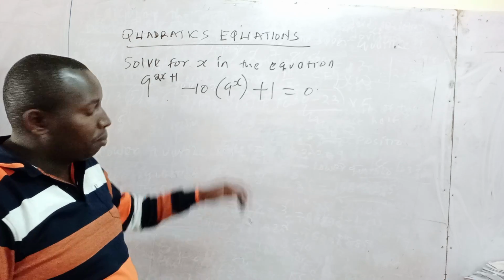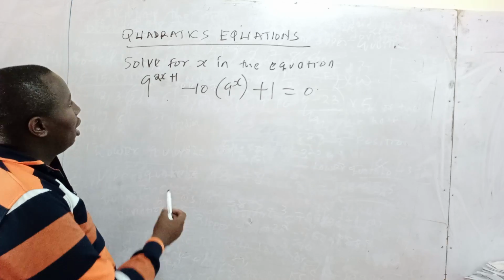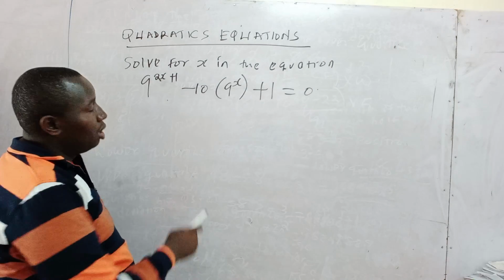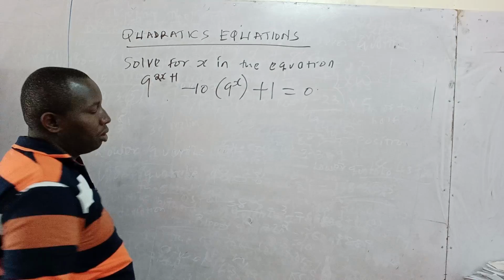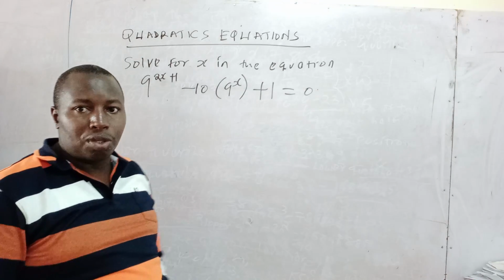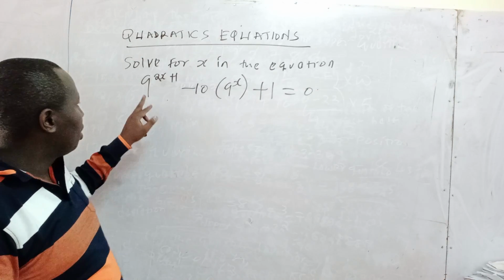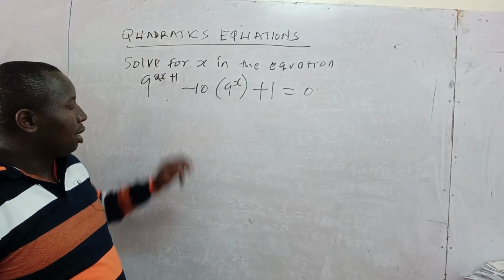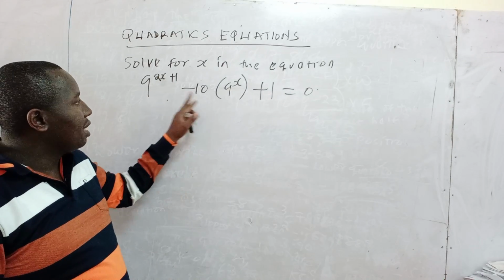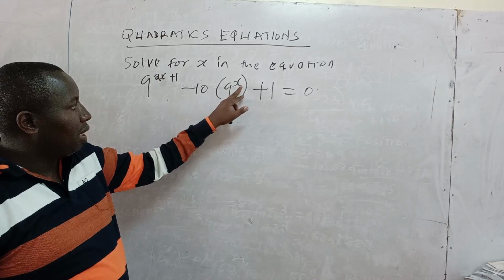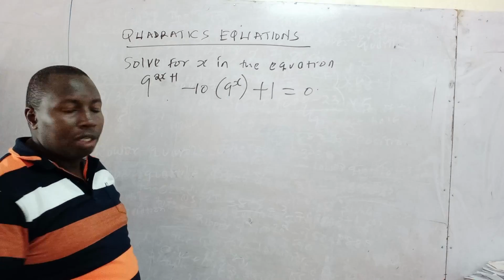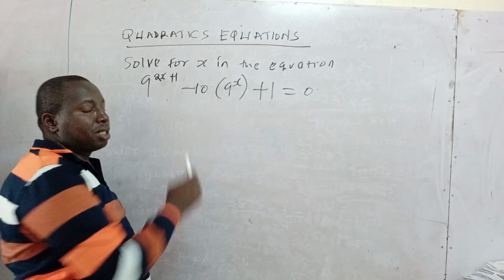So the question is already provided here, and we have the question like this. Solve for x in the equation: 9 raised to the power 2x plus 1, minus 10 into bracket 9 raised to the power x plus 1. You can see these values are raised to powers.